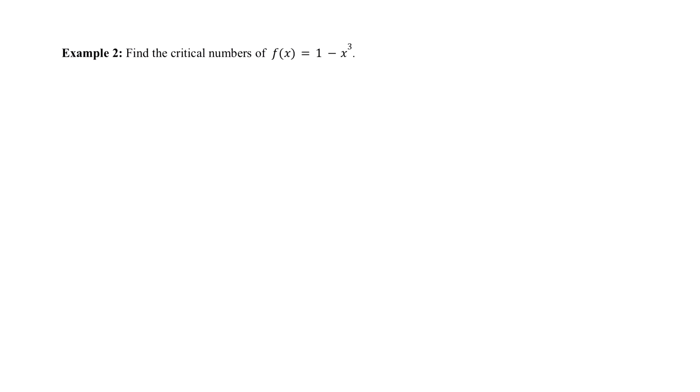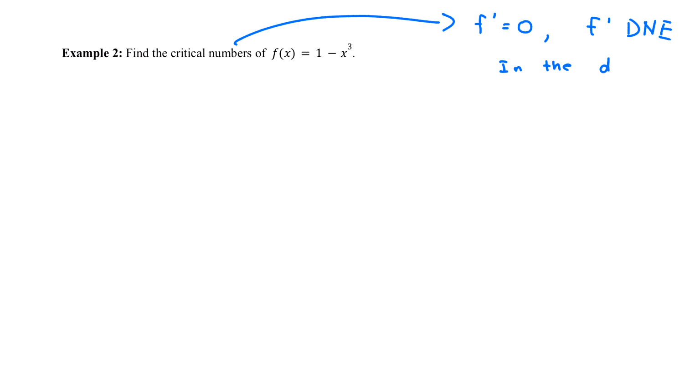In this video, we're going to practice finding critical numbers of functions. And critical numbers, just as a quick recap, are places in the domain of our function where either f prime is equal to 0 or where f prime does not exist. But the important thing is that these must be in the domain of f of x, meaning if a number is not in the domain of f of x, it can't be a critical number. And we'll see an example of that coming up here in just a minute.